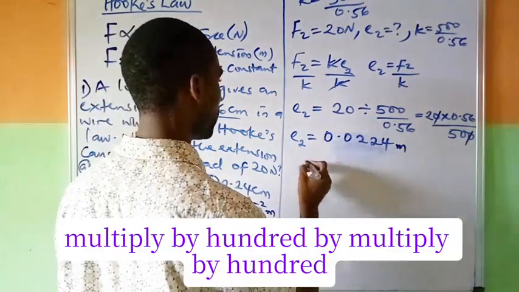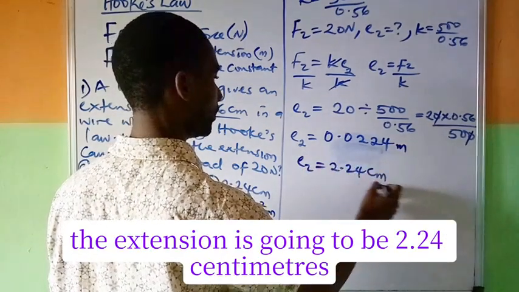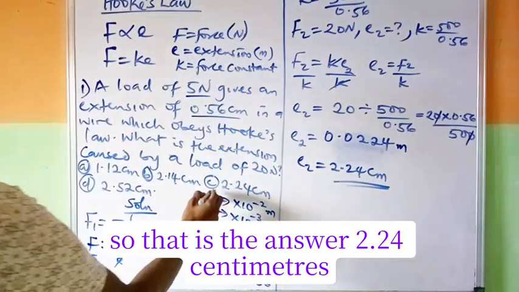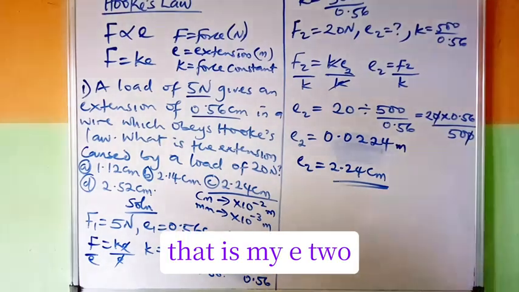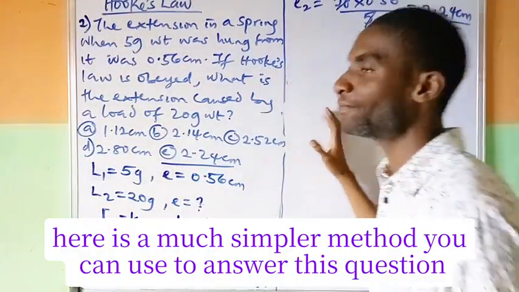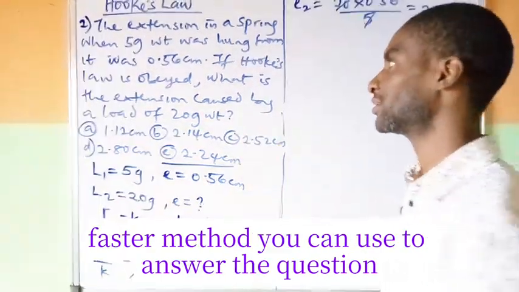If I multiply by 100, the extension is going to be 2.24 centimeters. So that is the answer, 2.24 centimeters. That is my E2. Here is a much simpler and faster method you can use to answer this question.